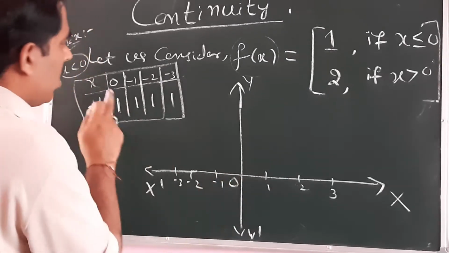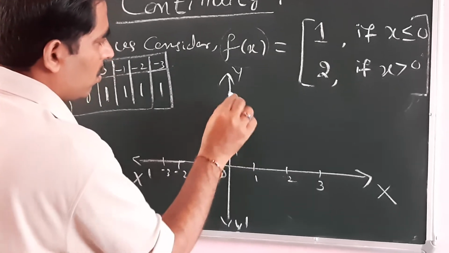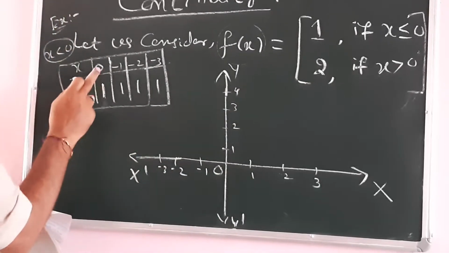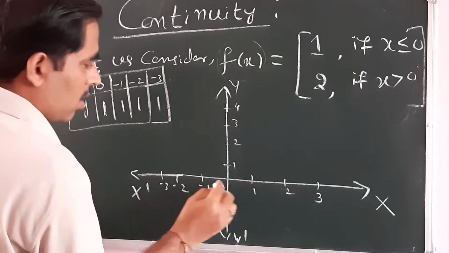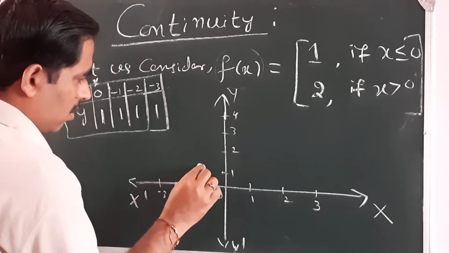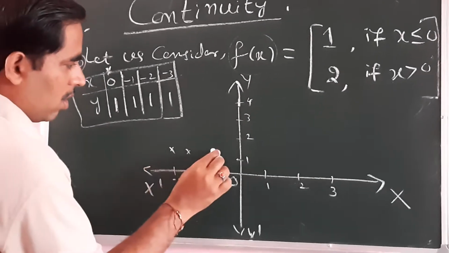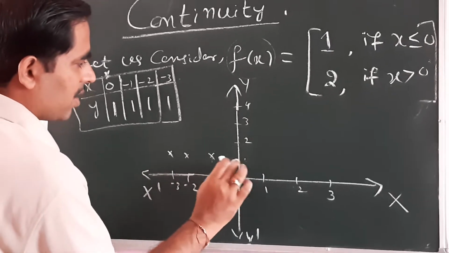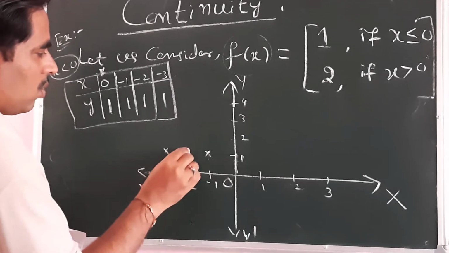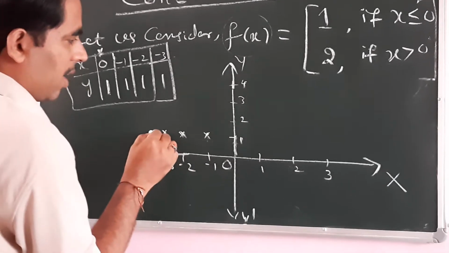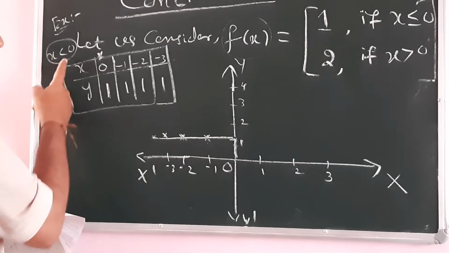(0, 1). Okay, I will write numbers here, 1, 2. I will mark this point later. This point is included. So (-1, 1), let me mark the points here: (-1, 1), then (-2, 1), (-3, 1). So these are the points here. Let me join these points. So these are the values less than 0.